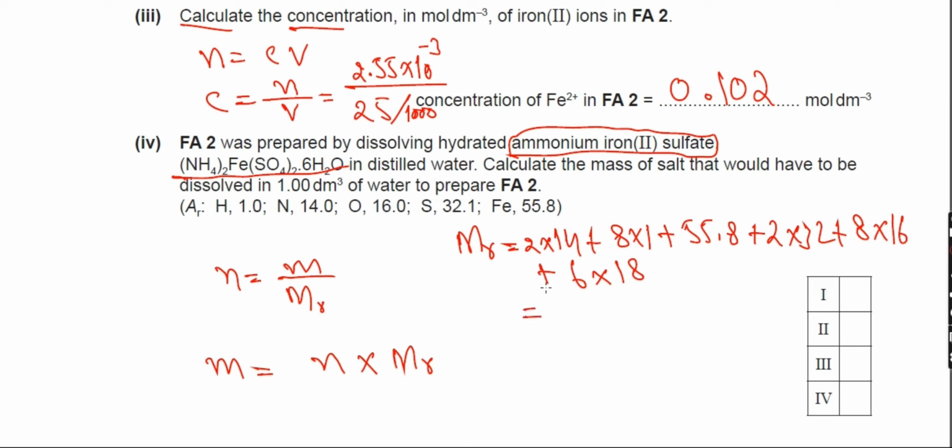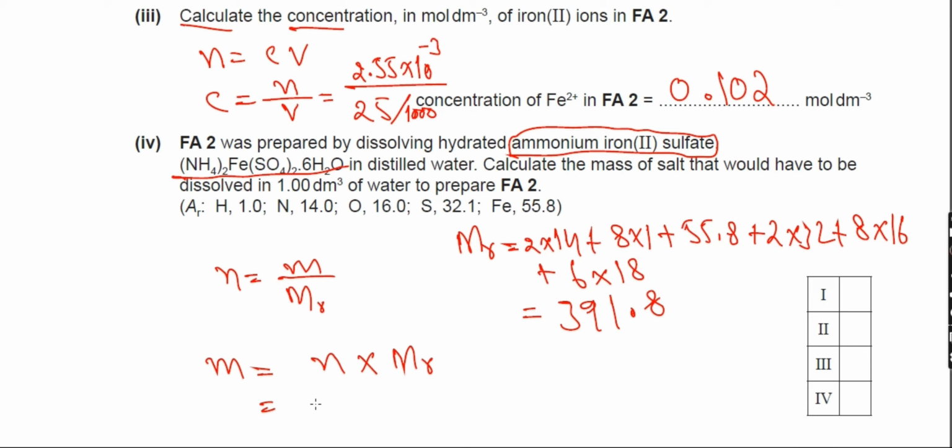What should be the total mass? I'm going to do it. So 14 times 2 is 28, plus 8, plus 55.8, plus 64, and then plus 8 times 16, and then plus 6 times 18, okay? So what should be the final answer? The answer is 391.8. So this is the Mr.